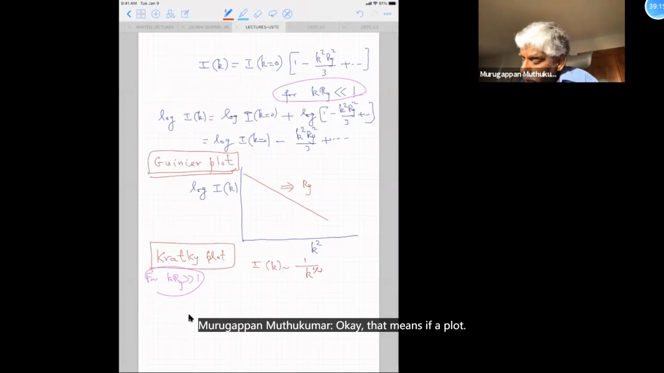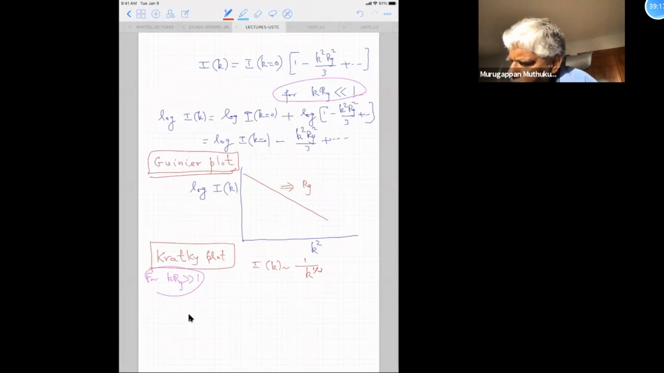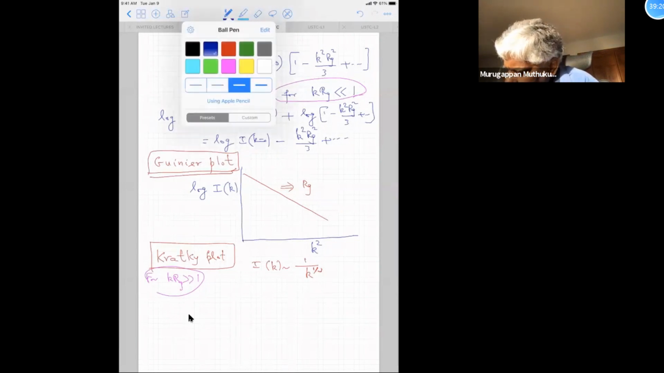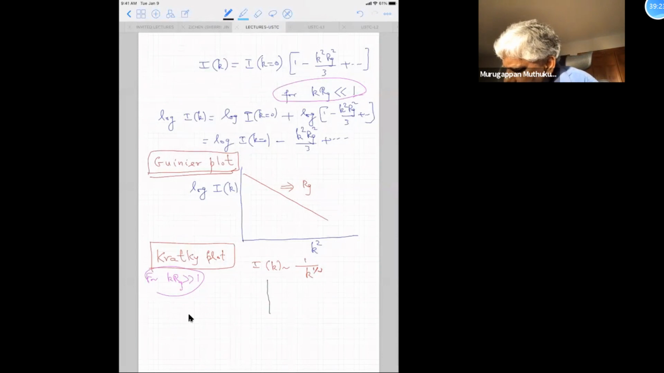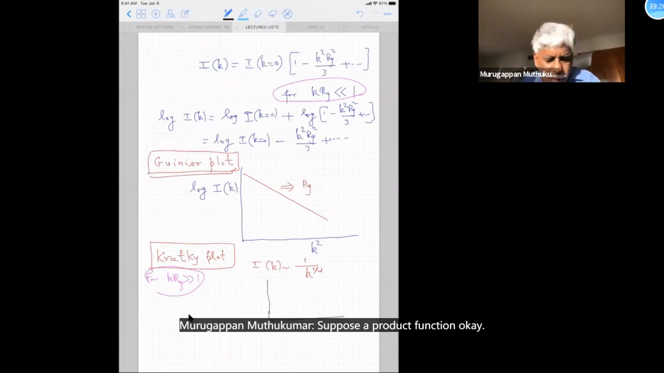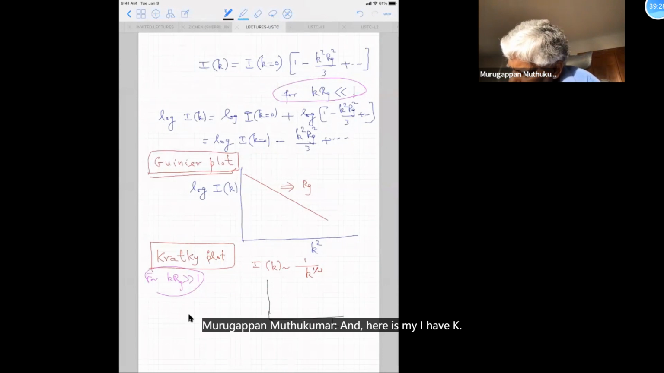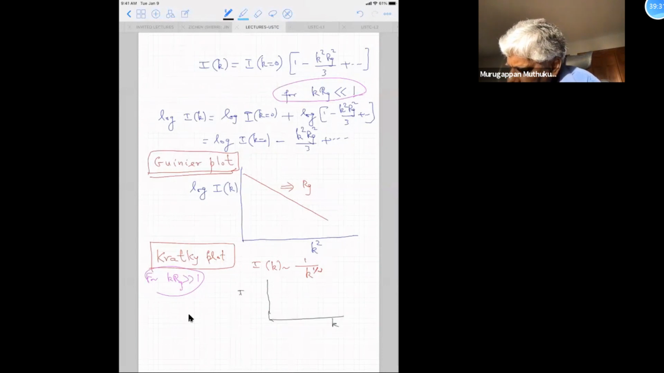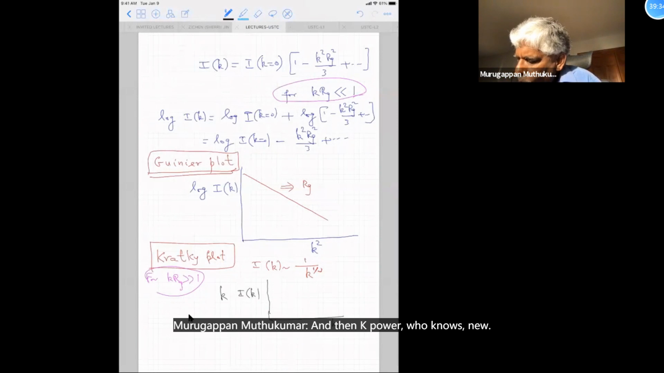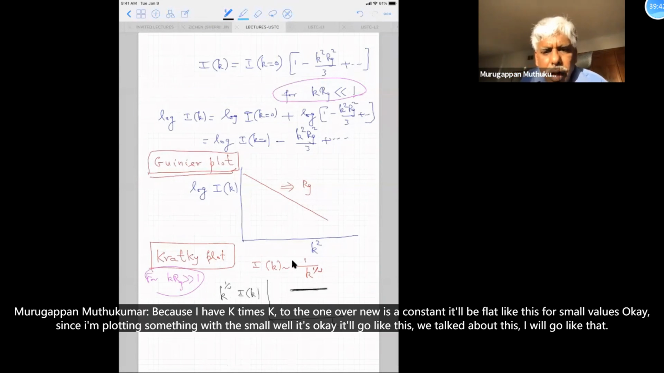That means if I plot as a function of K, I of K times K to the power 1 over nu, then as you know, it will be flat, because I of K times K to the 1 over nu is a constant. It will be flat like this. For small values of K, it will go like this. We talked about this. It will go like that.